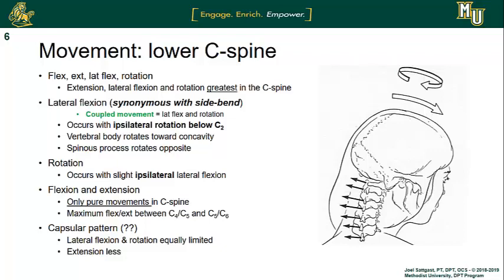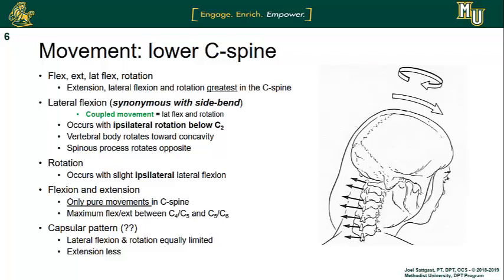Okay. Because again of this coupled motion, flexion and extension are the only pure movements that we see within the cervical spine. Okay, and maximum flexion extension really occurs between C4-5 and C5-6, which is why these are common levels for cervical disc pathology, right? With the most common level being C5 and C6.